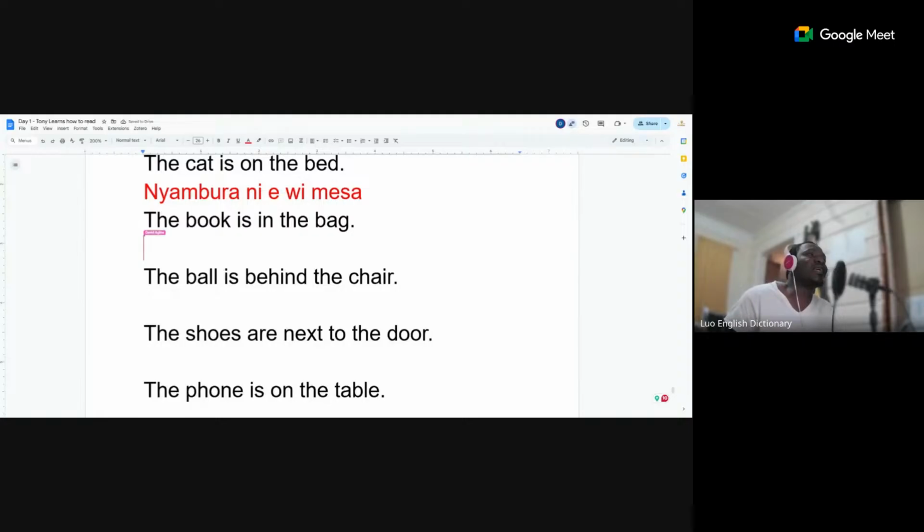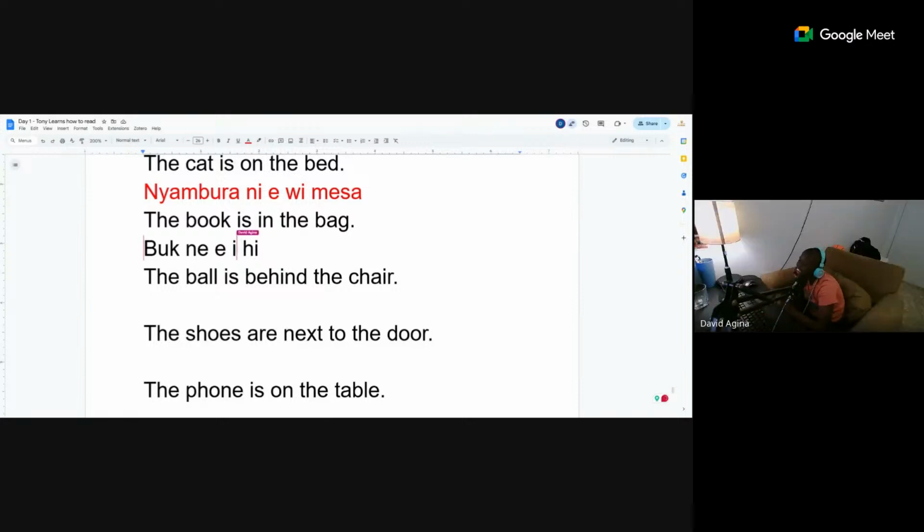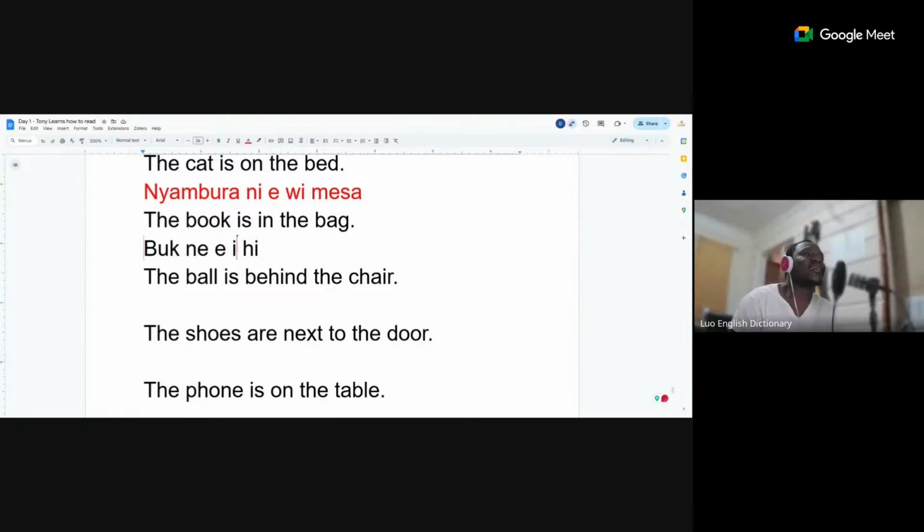The book is in the bag. Book ni e. Bag would be like a basket, so you could say okapu.